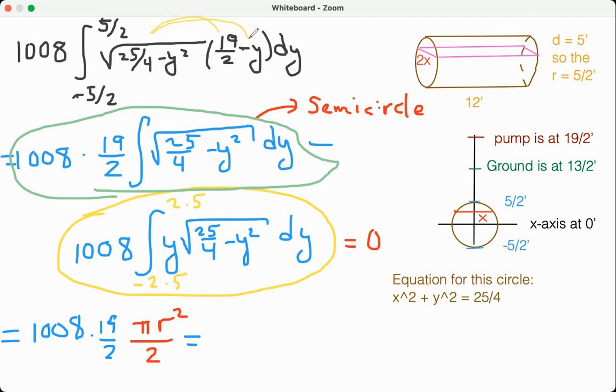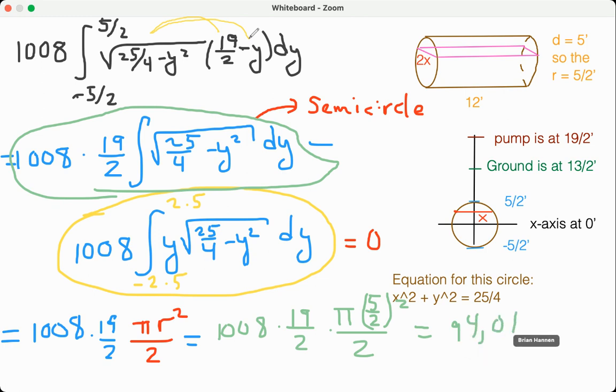By the way, that is 1008 times 19 halves times pi times the radius. Oh, what is the radius? 5 halves squared over 2. And I think the final answer ends up being something to the effect of about 94,012.16 foot-pounds.